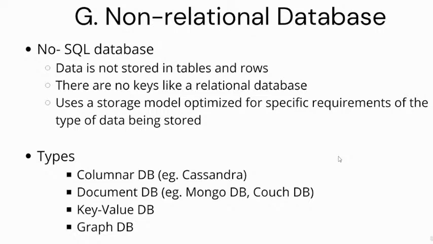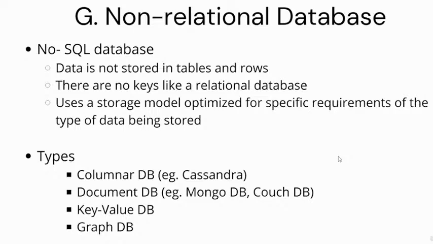So a NoSQL database, also known as a non-relational database, is where you do not store data necessarily in tables and rows. There are no keys like in a relational database. It uses a storage model that's optimized for the specific requirements of the type of data that's being stored. And there are different types of storage models, such as document storage model, key-value storage model, and so on and so forth. So the different types of non-relational databases are as follows.